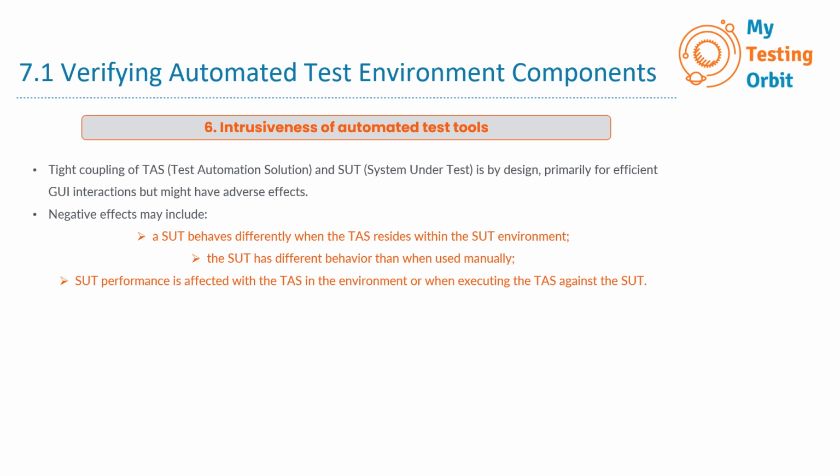And the third one is SUT performance is affected with the TAS in the environment, or when executing the TAS against the SUT. So when the website is used normally, it is usually fast and responsive. But when the testing tool is busy running lots of logins during automated testing, it puts extra work on the website. This might make the website slower than usual, or even temporarily stop it from working properly, because the tool is making the website do a lot of things at once.